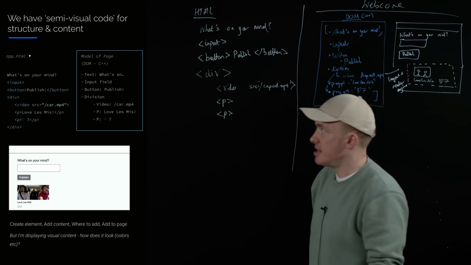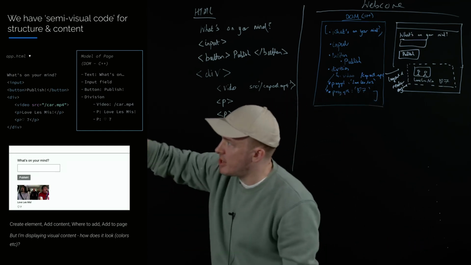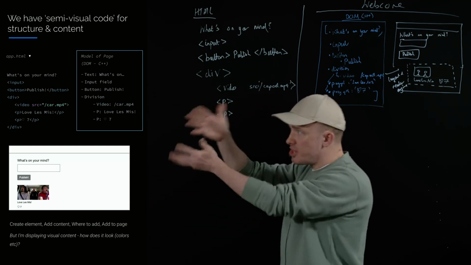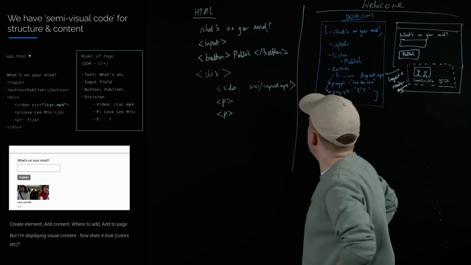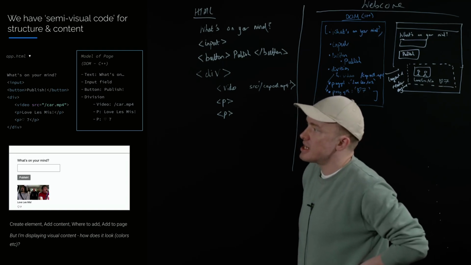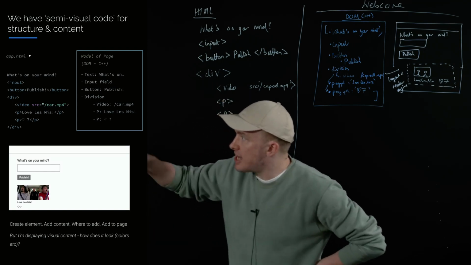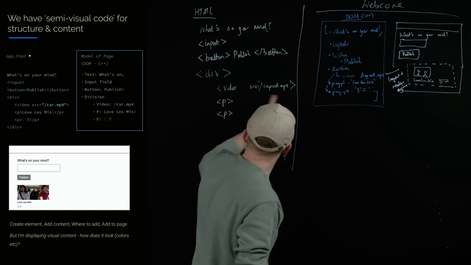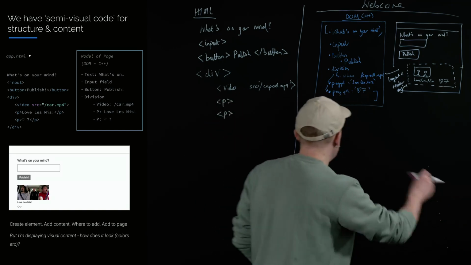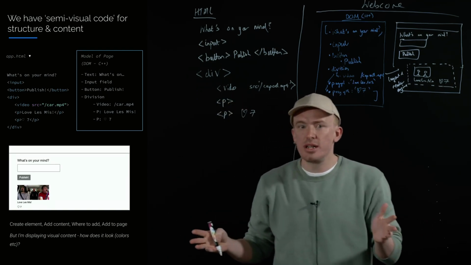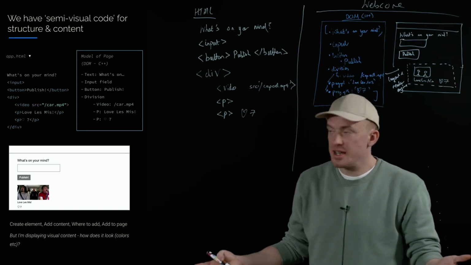Semi-visual, I'm calling it. We have our HTML code, and it produces a semi-visual. Sorry, the HTML is semi-visual. It produces a model of the page that then gets displayed on the actual pixels. We get to create an element, add its content like the heart 7. There it is, heart 7. We get to, what was our goal number 1? Display content. And we have done it.